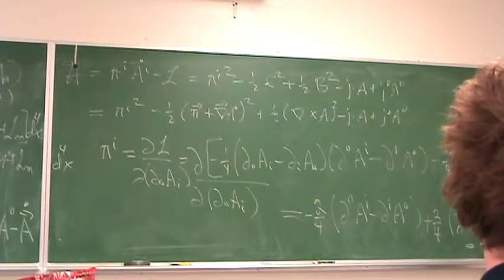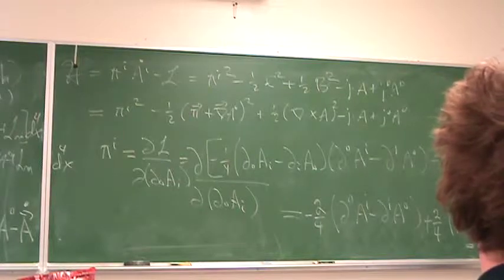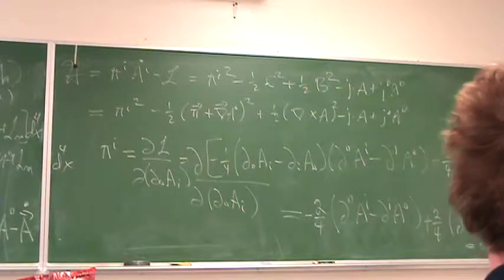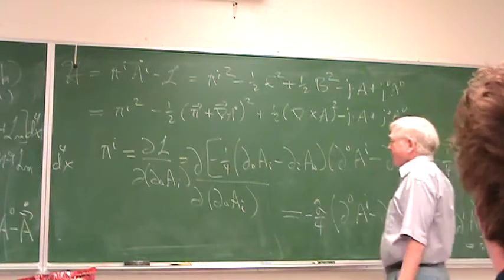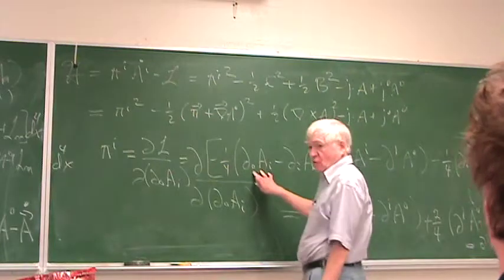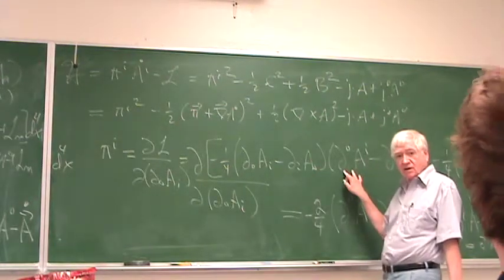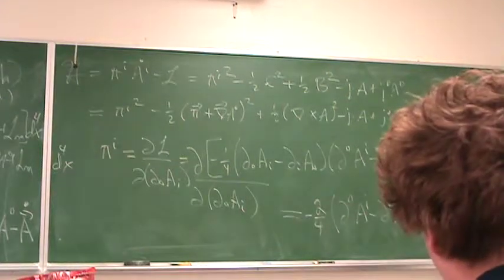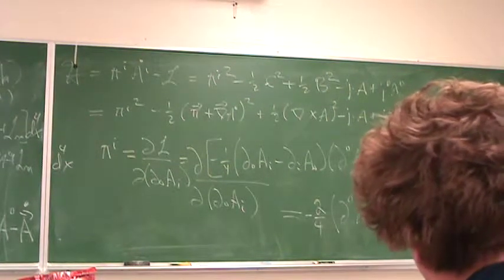Where are you getting this two from? Yes, the two over four. Well, you see, you have a d0 A i here, but you also have a d0 A i there. Oh, I see. And then you also have two over here. So altogether you have four of them.